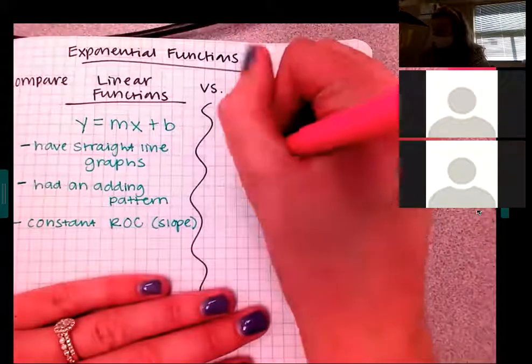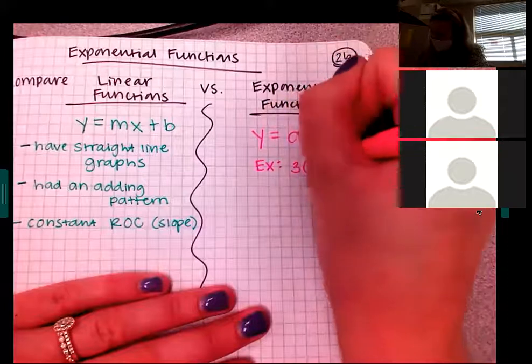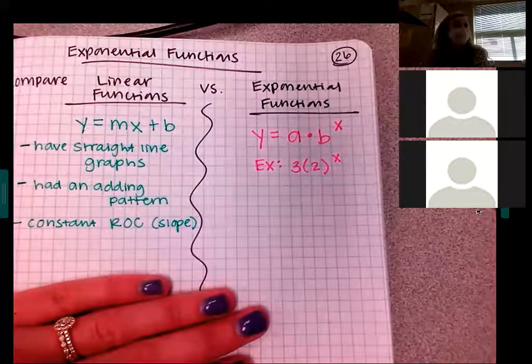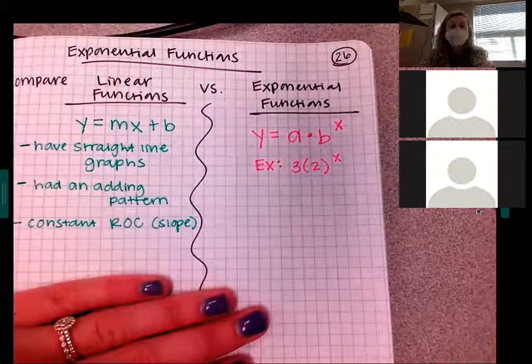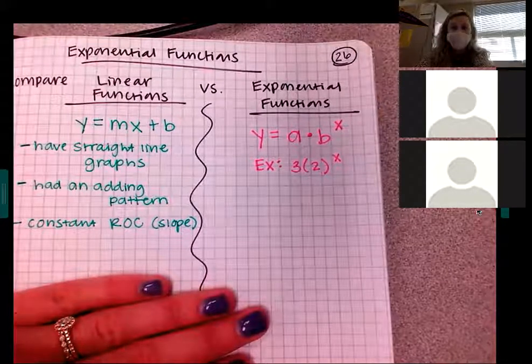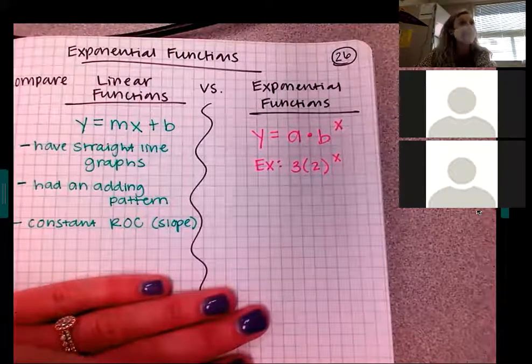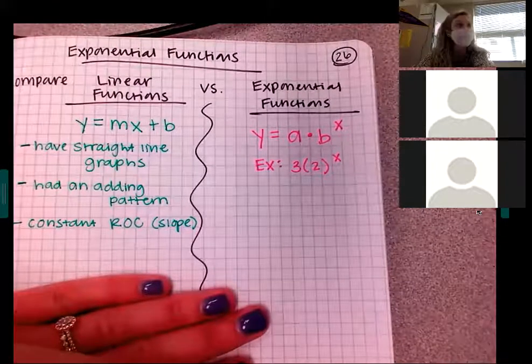Let me give you an example. 3 times 2 to the x. That's exponential. Do we do a squared plus b squared equals c squared? No. That's not anything to do with exponentials. You'll do that in math too when you do geometry. Exponential functions always have x as the exponent. If you don't see x as the exponent, then it's not exponential.